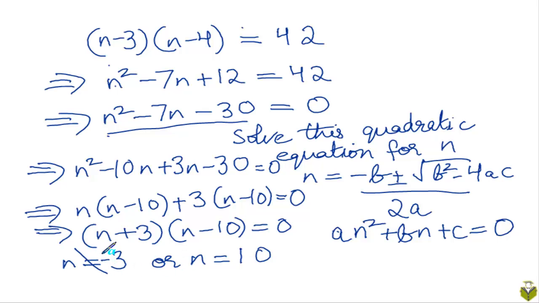But n equal to minus 3 is not possible because n cannot be negative, because you already know that n is greater than 4, so the only solution available is n equal to 10. So we already solved the first part. Now we go to the second part.